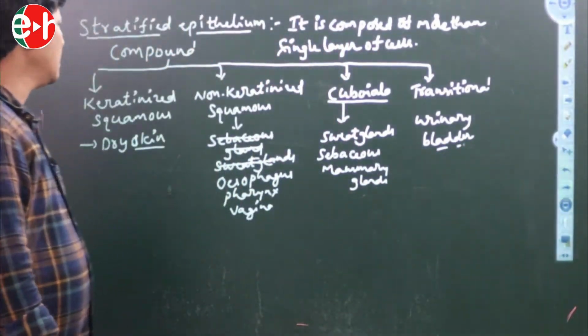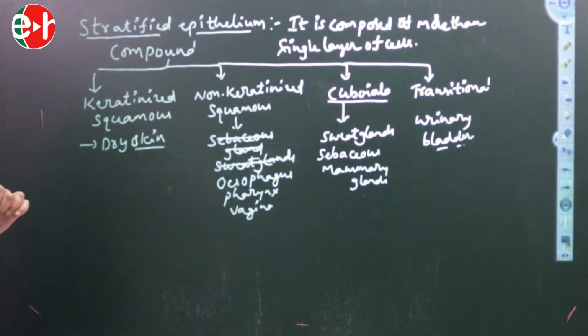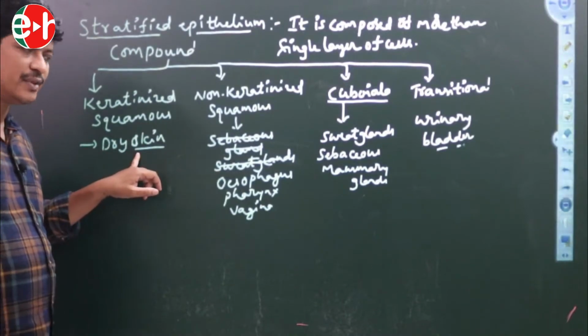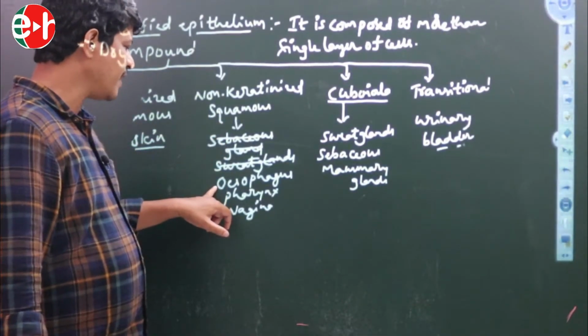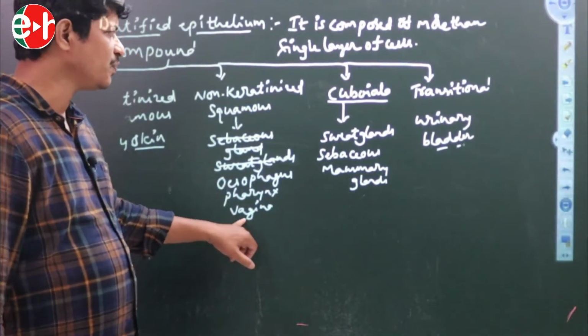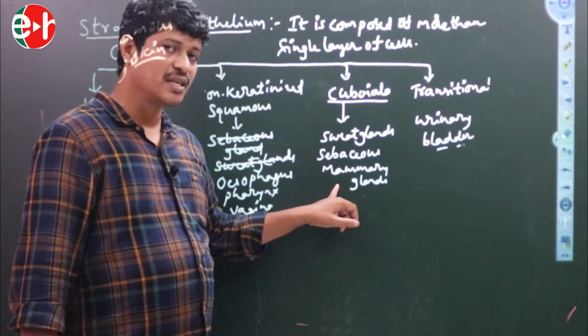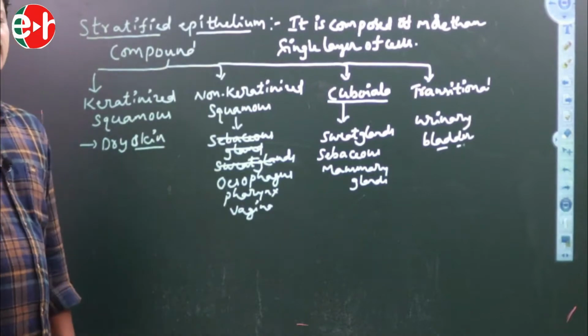See, this is stratified epithelium or the compound epithelium. It is composed of more than a single layer of cells. This compound epithelium consists of keratinized squamous epithelium on the dry surface and non-keratinized squamous epithelium in the pharynx, esophagus, and vagina. Cuboidal epithelium is in sweat glands, sebaceous glands, and mammary glands.